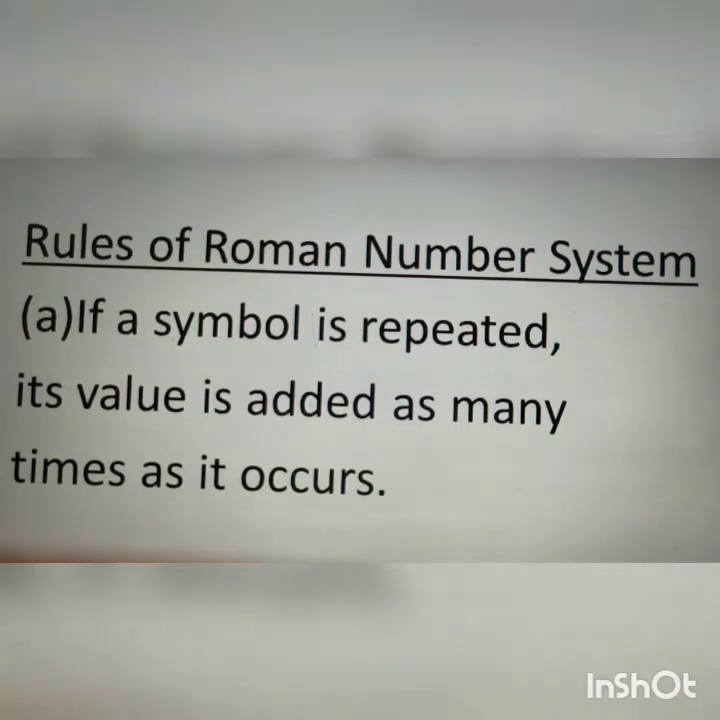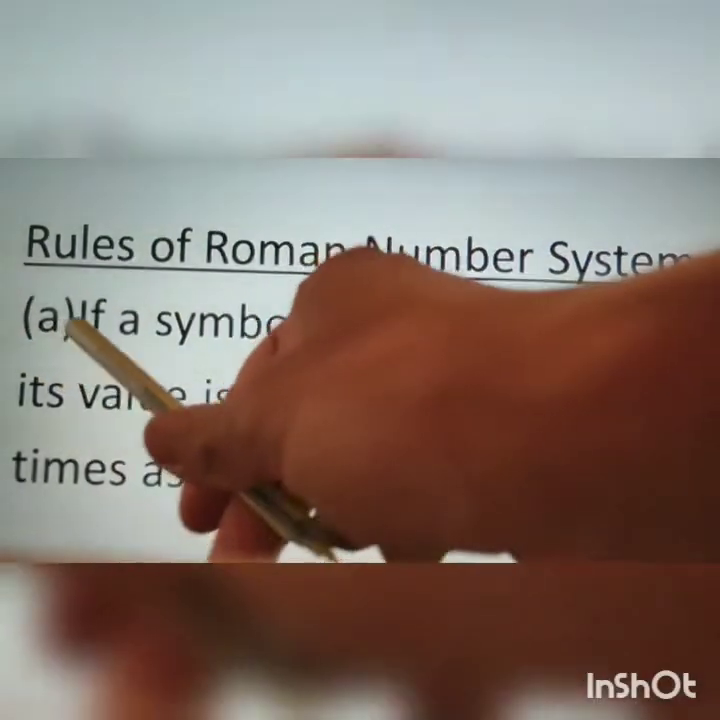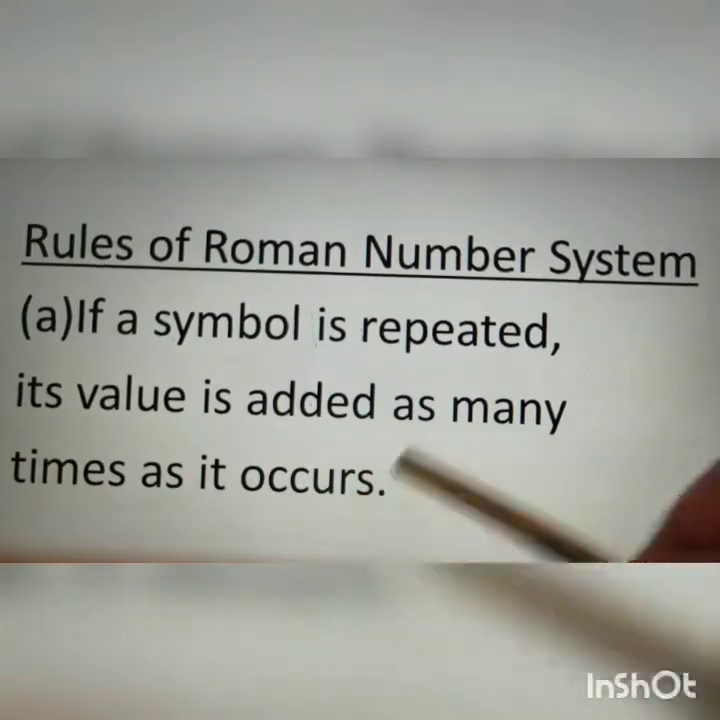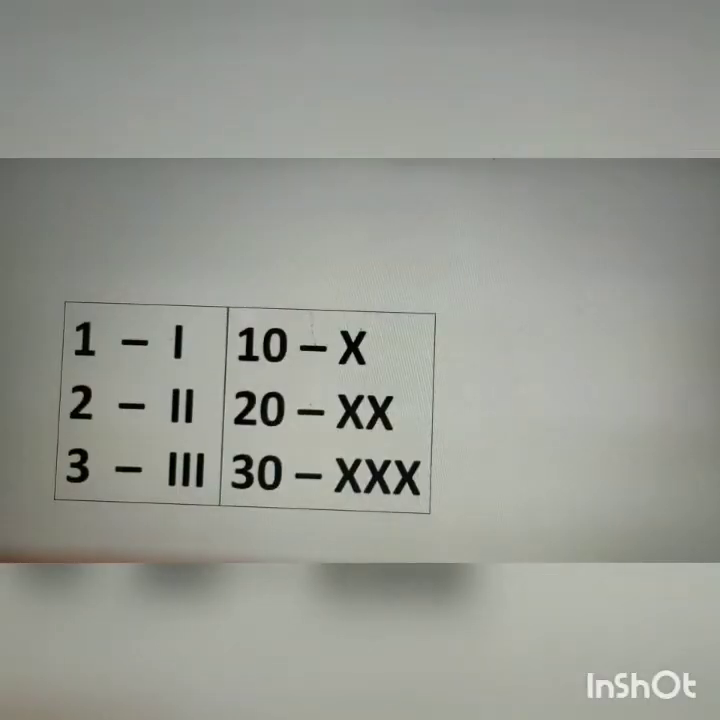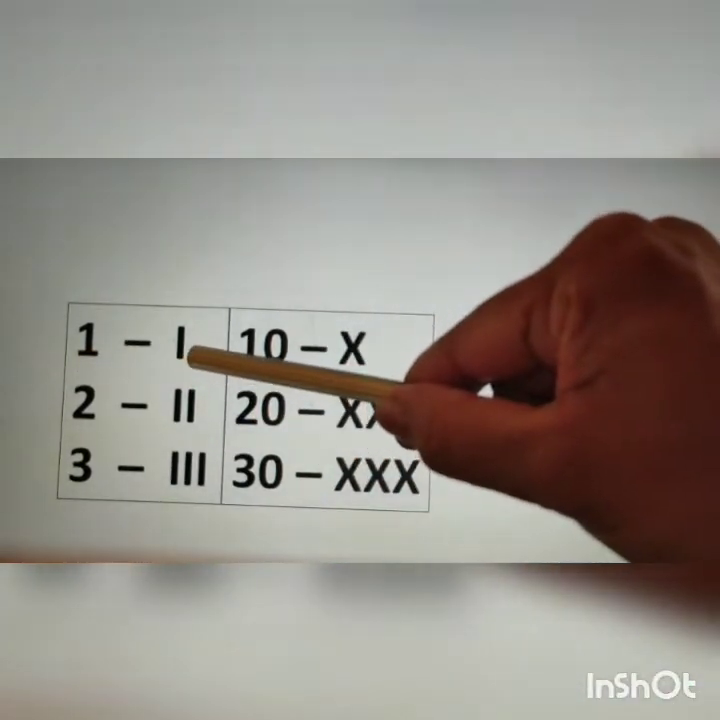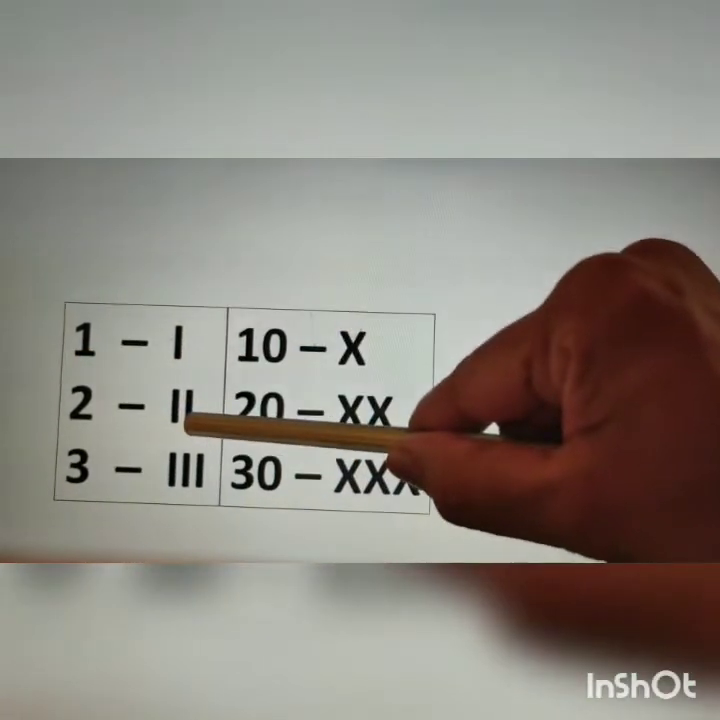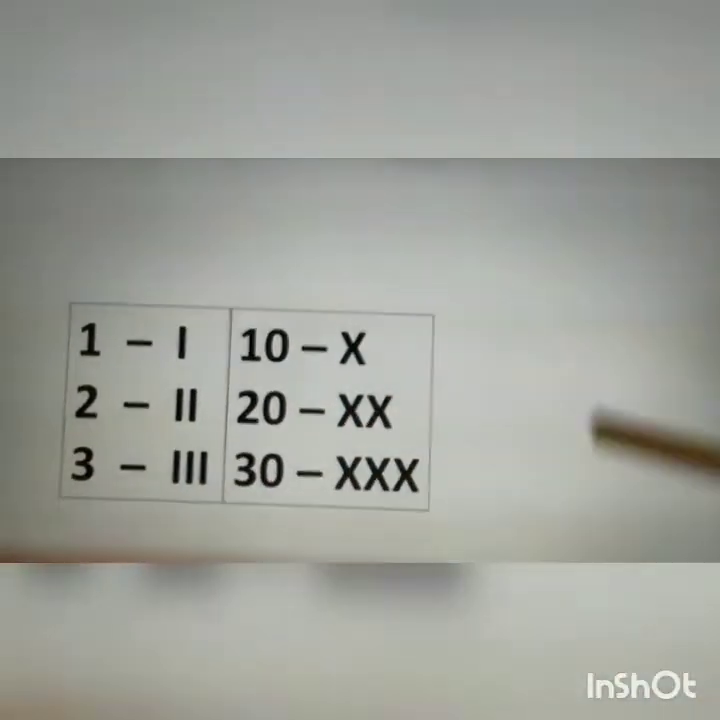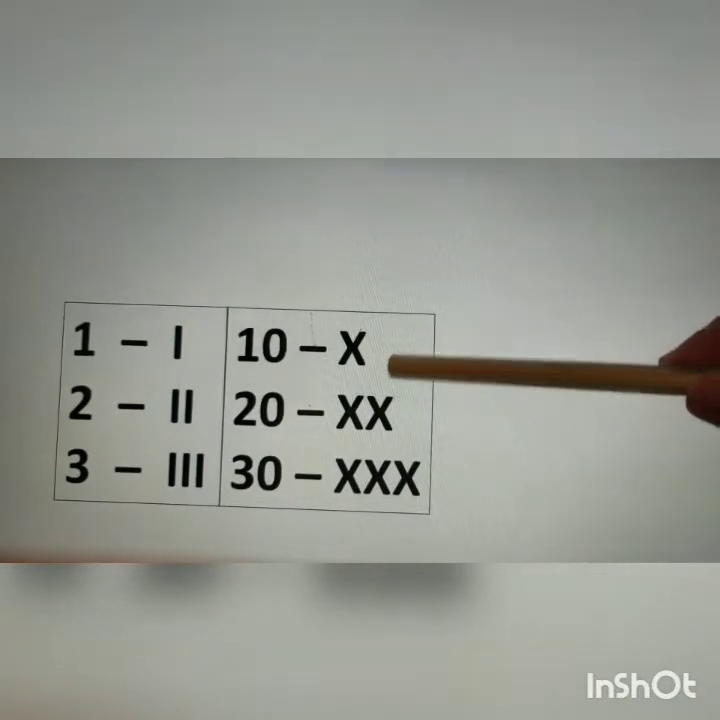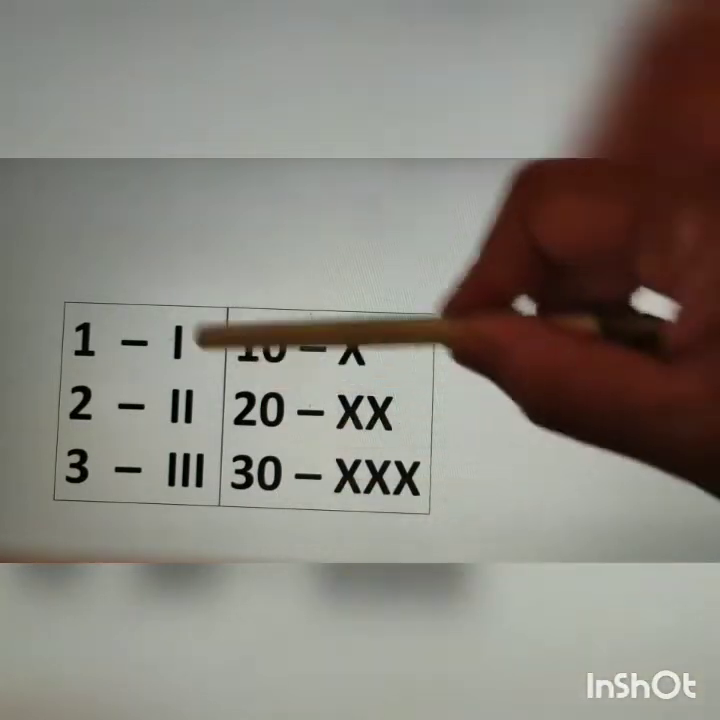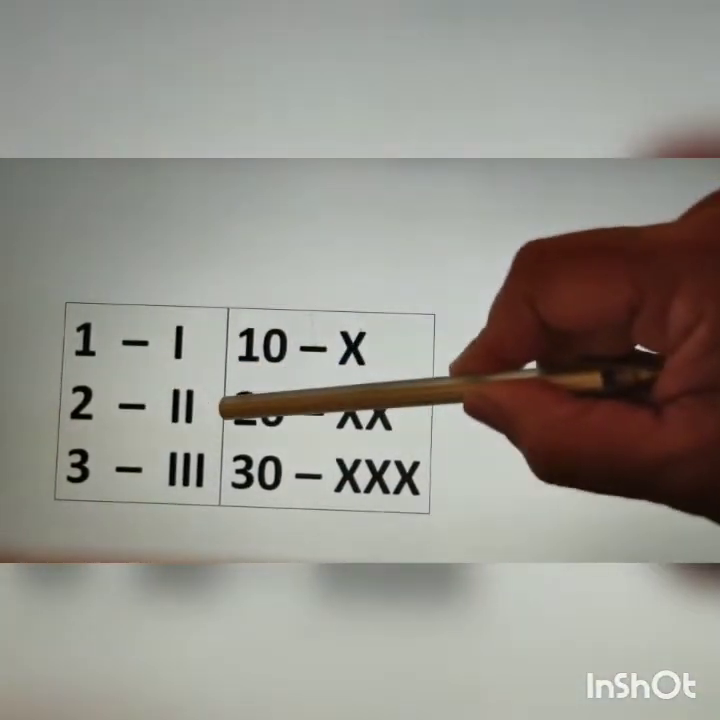Rules of the Roman number system. First rule: if a symbol is repeated, its value is added as many times as it occurs. Example: for representing 1, capital letter I is used, for 2, I is written 2 times, and for 3, I is used 3 times. Similarly for 10, one X, for 20, two X, and for 30, three X. So here the same alphabet is repeating.